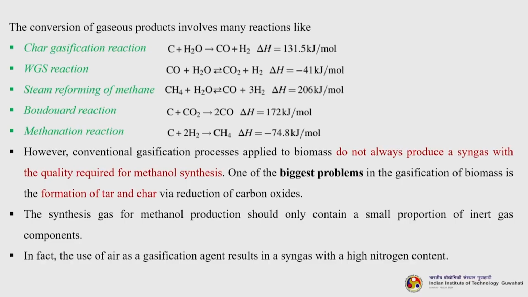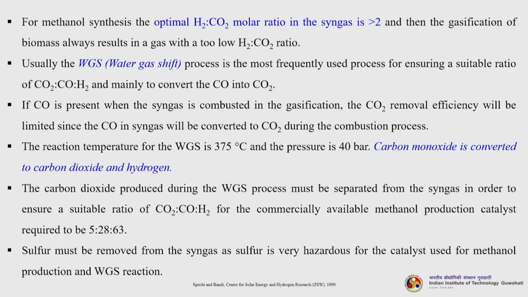Now, the synthesis gas for methanol production should only contain a small proportion of inert gas components. In fact, the use of air as a gasification agent always results in a syngas with a high nitrogen content, which is not actually desirable when you talk about methanol conversion. For methanol synthesis, the optimal hydrogen to carbon dioxide molar ratio in the syngas is greater than 2, and the gasification of biomass always results in a gas with a too low hydrogen to carbon dioxide ratio. So, this is the problem with biomass to methanol.